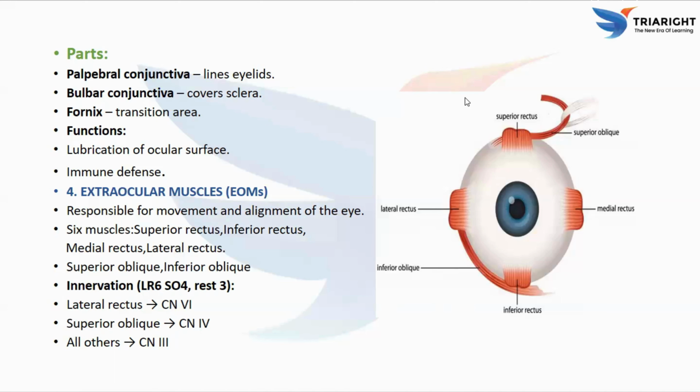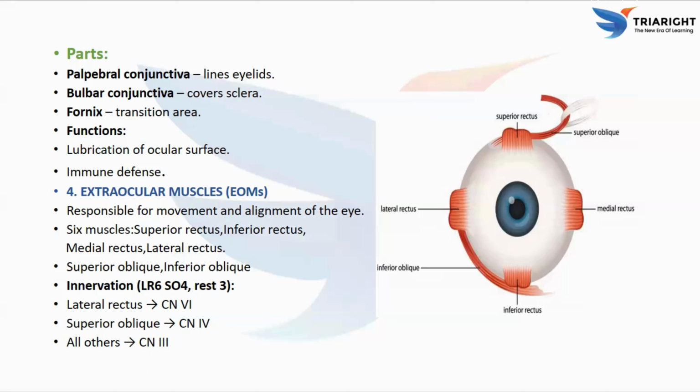So this is about the extraocular muscles. So coming to innervation: LR6 SO4, and the rest by 3. So the lateral rectus is controlled by the 6th cranial nerve. This is the only muscle which moves the eye outward. Whereas the superior oblique is controlled by the fourth cranial nerve, also called the trochlear nerve. It is a special pulley-like muscle. And all other muscles are controlled by the cranial third nerve, which is also called the oculomotor nerve. This includes the superior rectus, inferior rectus, medial rectus, and inferior oblique.